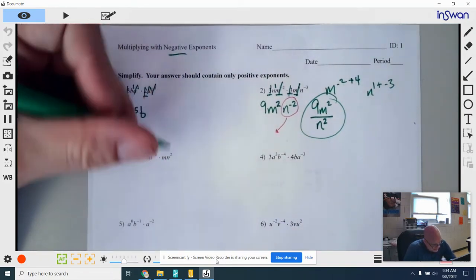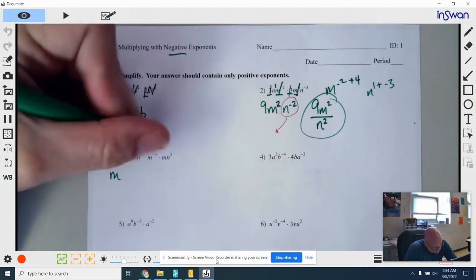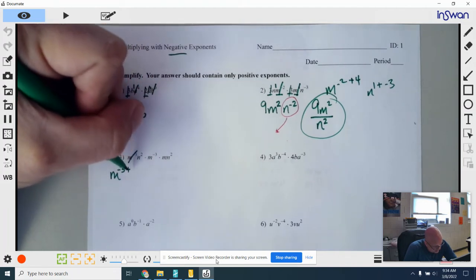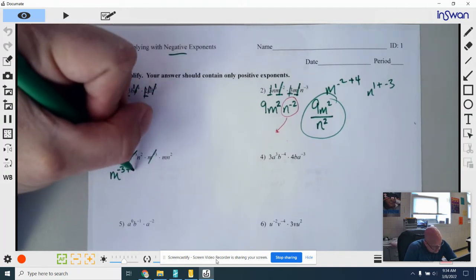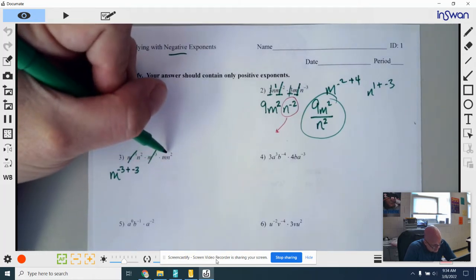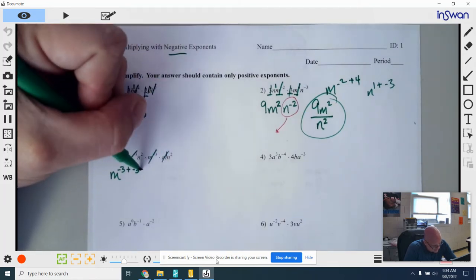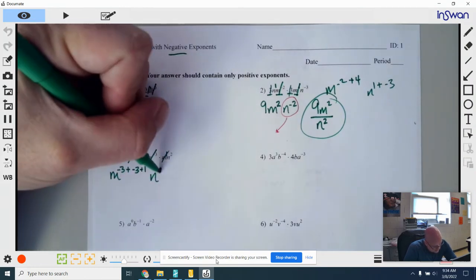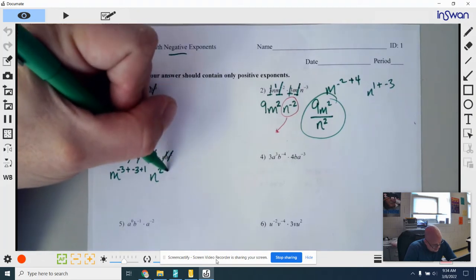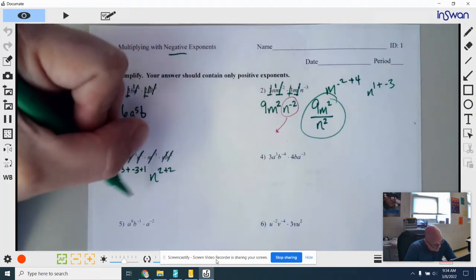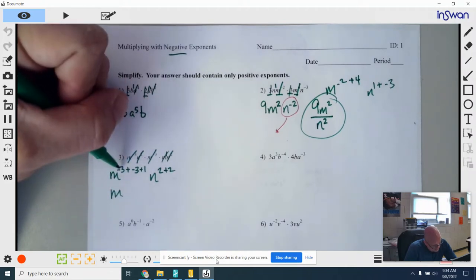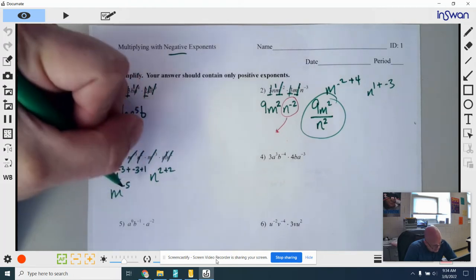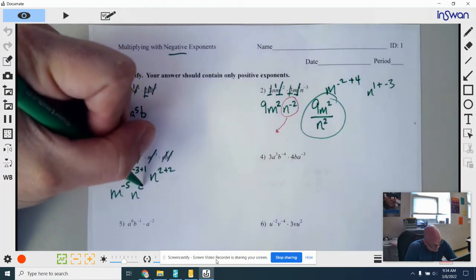Okay, if we look at number 3, we have no coefficients in this one. So if I start off with my m, I have a negative 3. All right, I'll cross that off. We're multiplying, so we're going to add another negative 3. And then we have another m right here. That's just 1, so a positive 1. And then if I look at my n's, you had this 2, and then plus this 2. Okay, so m, negative 3 plus negative 3 is negative 6, plus 1, that gives you negative 5. And then n, 2 plus 2 is 4.